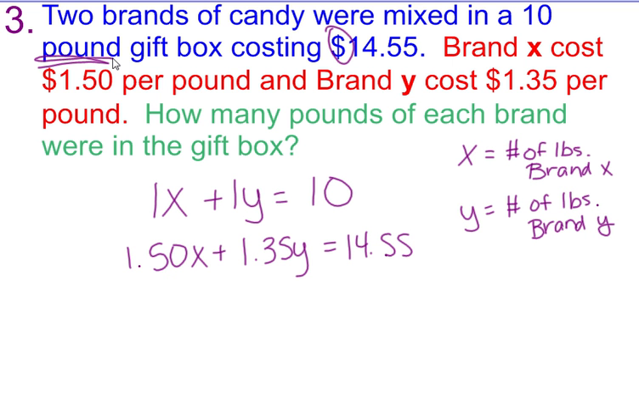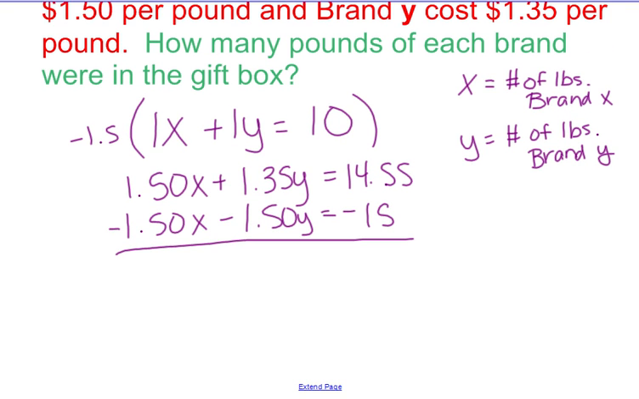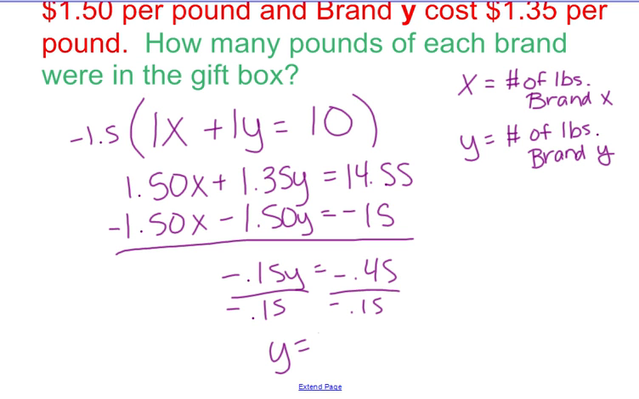From here then, I would choose to use maybe elimination, I think. I'm going to go ahead and multiply the top by negative 1.5. So when I distribute, I'd be able to eliminate my x's. Negative 1.5x minus 1.5y equals negative 15. So then since my x's add up to 0, I would have negative 0.15y equals negative 0.45. Divide by negative 0.15, and I find that y equals 3.